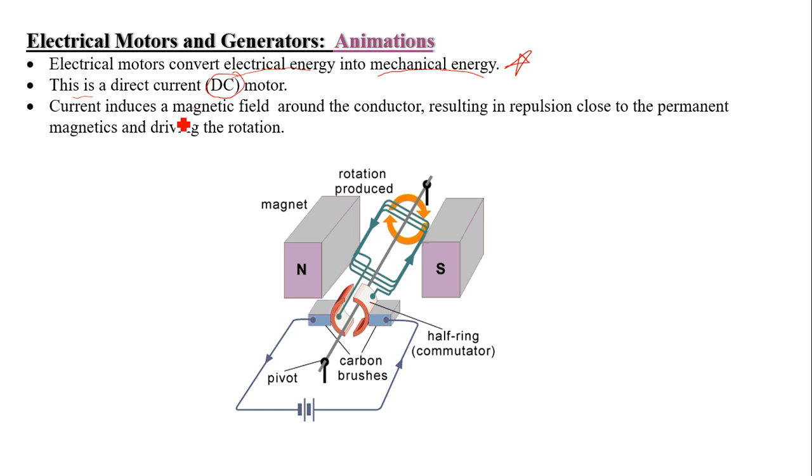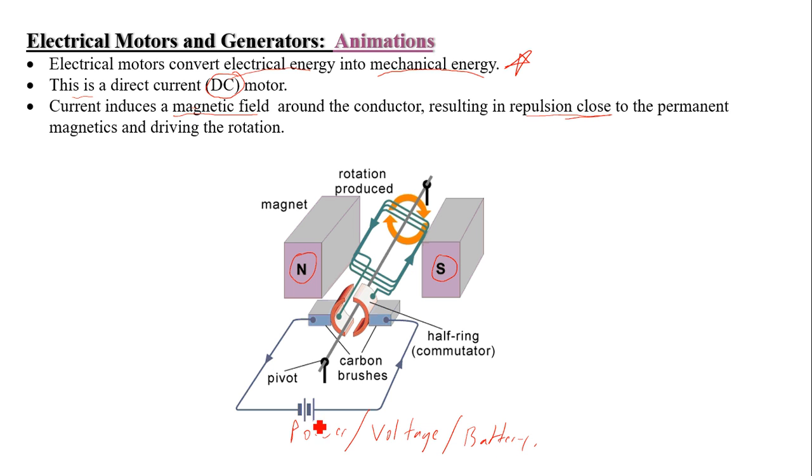So current is going to induce a magnetic field around a conductor, and that's going to result in repulsion close to the permanent magnets that we have in this diagram. So these here are our permanent magnets. This is a motor, so what we do need is a power supply. This is our power supply here. This is our voltage, and in this case, because it is a DC power supply, this is a battery that we're talking about.